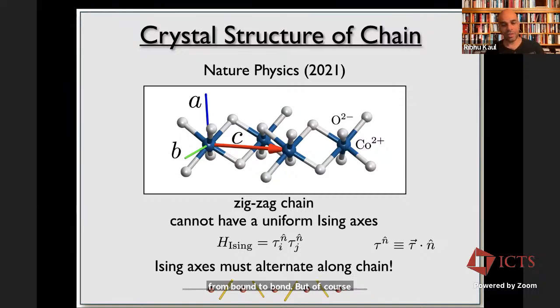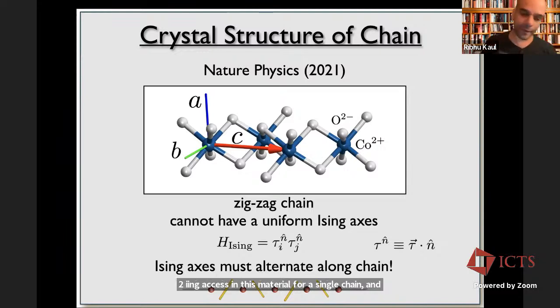But of course, if you go from bond to next nearest neighbor bond, it must be the same. And so that's shown in the bottom over here. So you have two Ising axes in this material for a single chain, and they repeat in an alternating fashion.